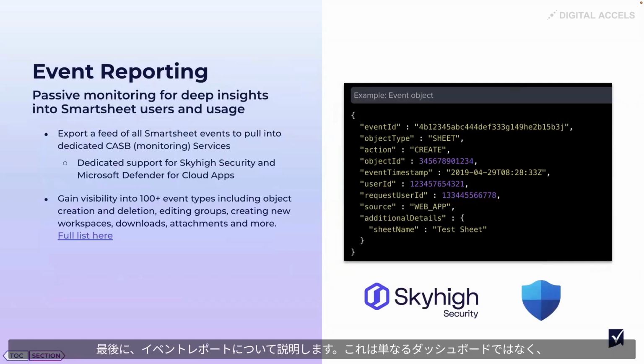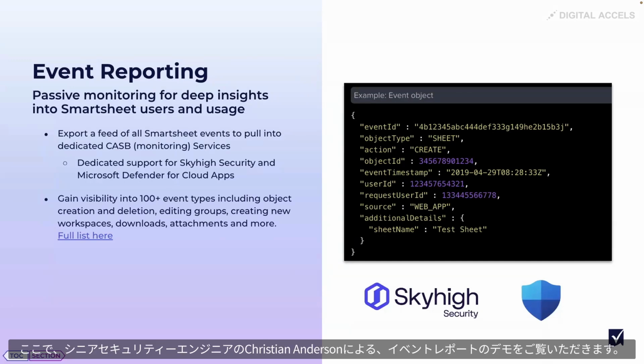Lastly, let's talk through event reporting. Event reporting is not necessarily just a dashboard you log into. It's a structured data stream of every meaningful action that's occurring within your Smartsheet environment that's continuously generated via the API that becomes available to you when you purchase Safeguard or the event reporting access.